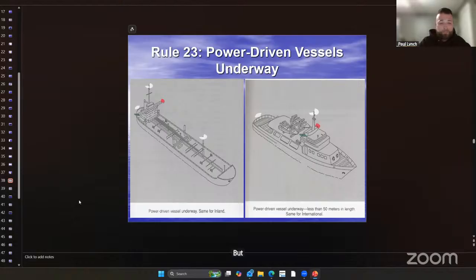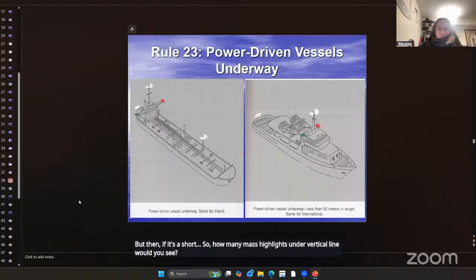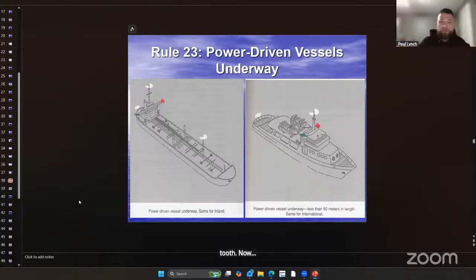But then if it's a short tow, how many masthead lights in a vertical line would you see? Two. Now, they have to have side lights as well. But on the back of the boat, what tells you that it's a hawser tow? What are the two lights you would see? Yellow over white. That tells you that's a hawser tow on the tug, and then the tow would have side lights and a stern light. And that's the same for inland and international waters.